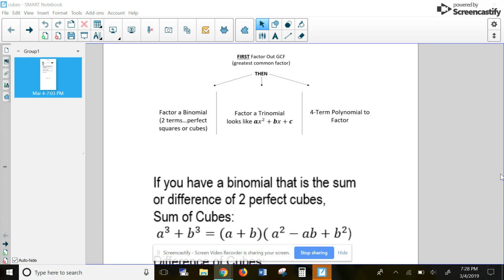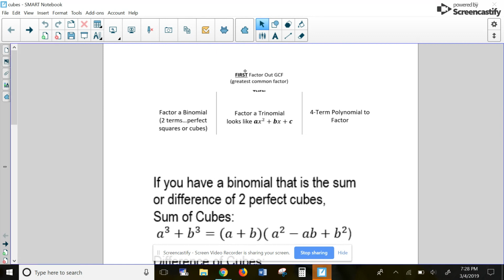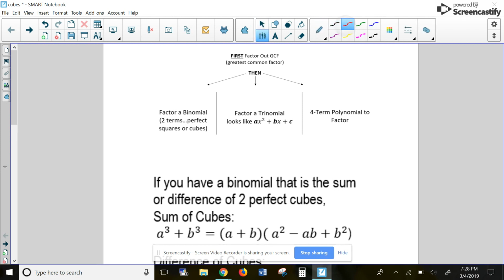Okay, we're going to go ahead and finish our foldable. So we have done the entire thing except if you open it up, the very bottom left. So remember, all the time when we factor, the first thing we want to do is to make sure that we factor out a GCF. So always first check to see if we have a GCF and factor that out.